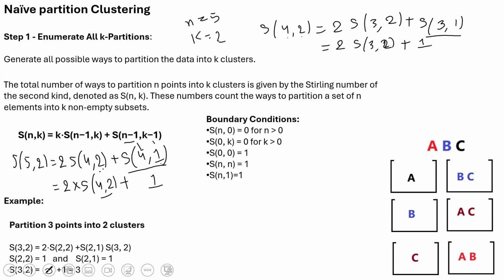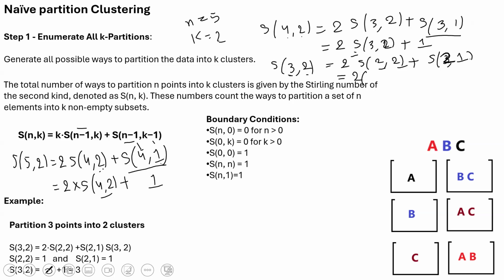which is nothing but 1. Again you have to come down and find out for 3 comma 2, which is again 2 into S of n minus 1, which is 2 comma k is equal to 2, plus S of 3 comma 2 minus 1, which is 1, right? So sorry, this is 2, S of 2 comma 1, right? n is equal to 3, 3 minus 1 is 2, 2 minus 1 is 1. Here n minus 1, which is 3 minus 1, which is 2, and k is 2, right? So now you finally have to solve this.